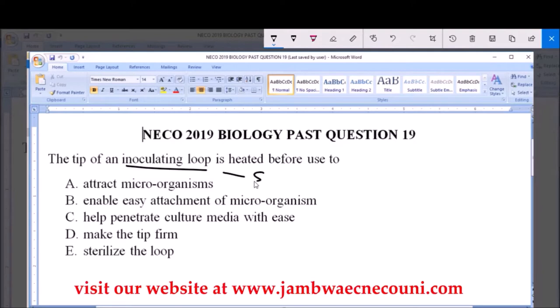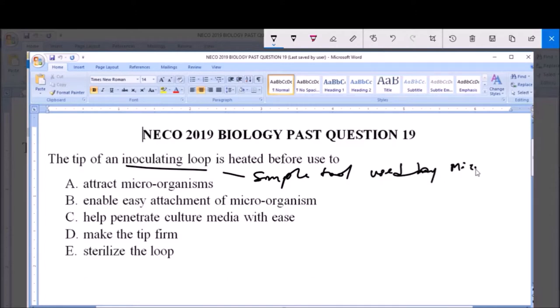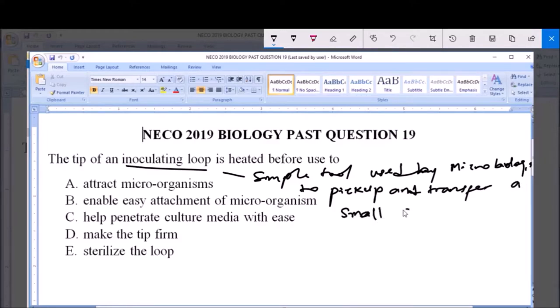An inoculating loop is actually a simple tool used by microbiologists to pick up and transfer a small sample from a culture of microorganisms. Now this is what an inoculating loop is.